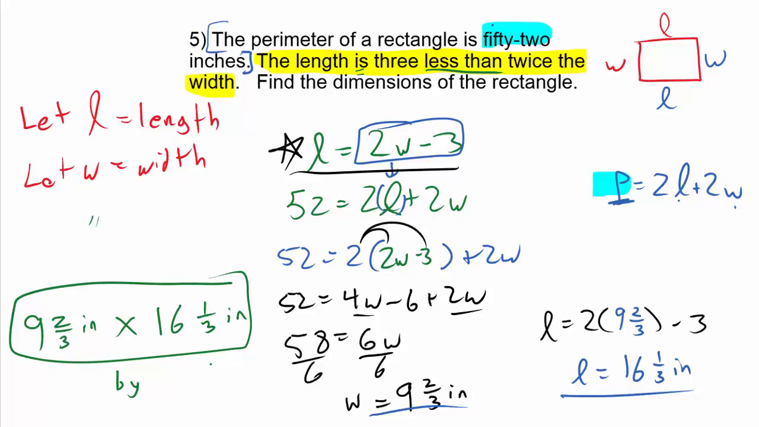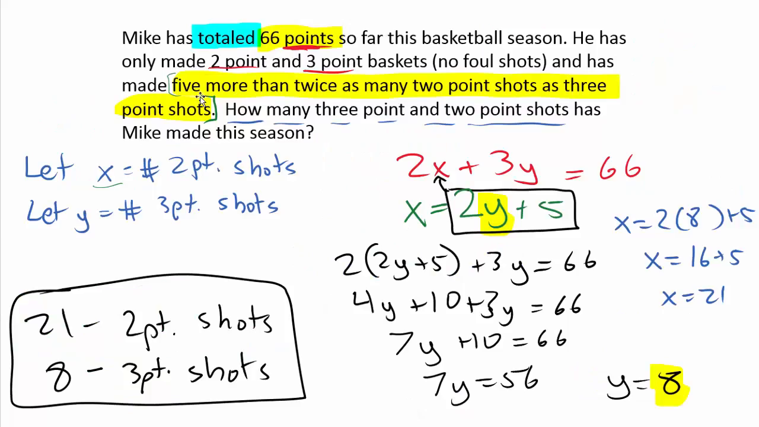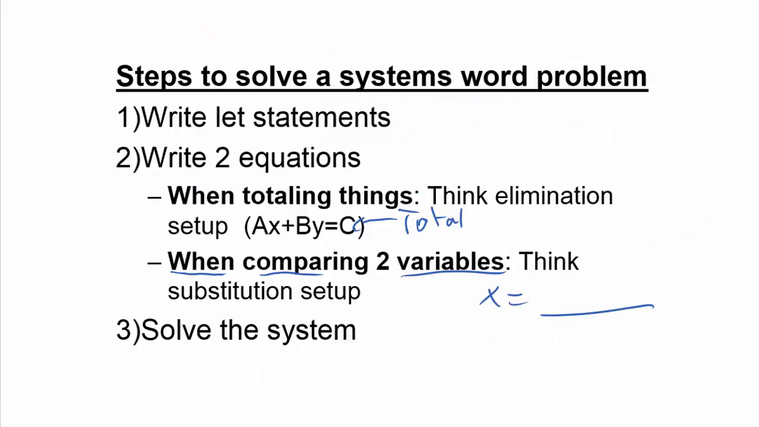But again, this is an introduction to substitution type problems. We're looking for things that compare the variables. So the length is 3 less than twice the width. That's an example of when you're going to have an equation that has an isolated variable. Another one here, again, giving you an example, would be 5 more than twice as many 2-point shots as 3-point shots. Whatever we're looking for, if it's being compared, then we're going to look at some sort of isolated variable. Okay, so think that x equals or something equals your number.